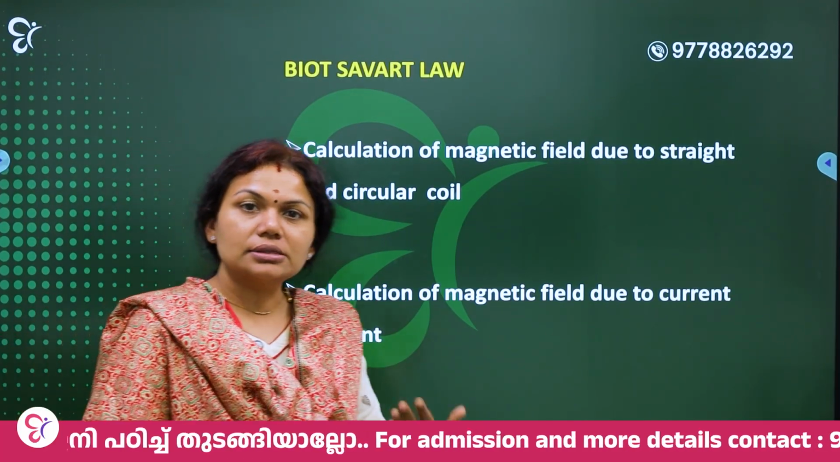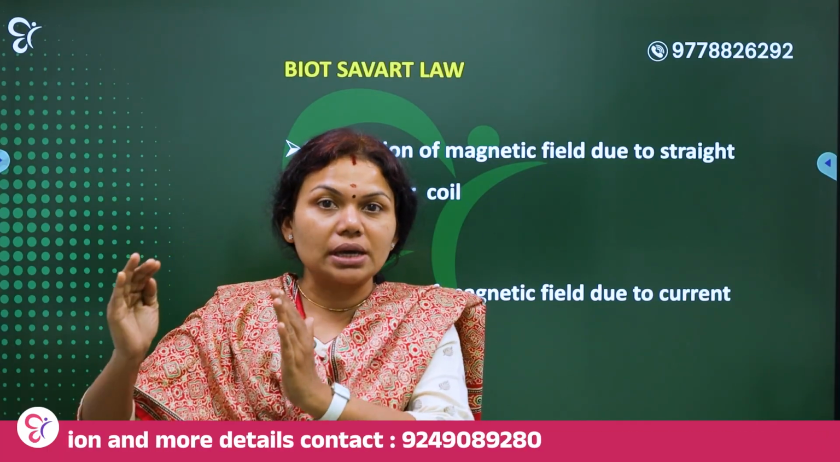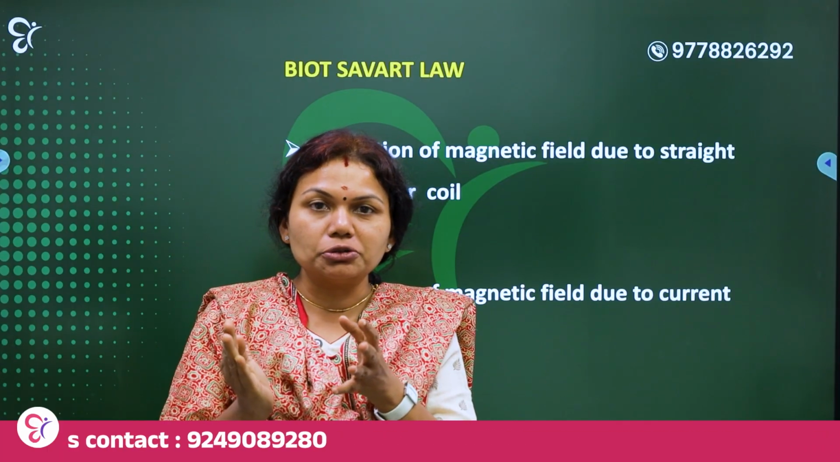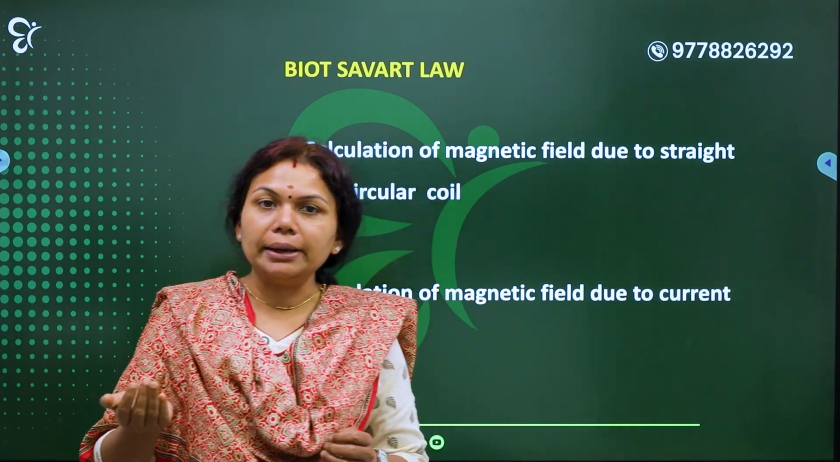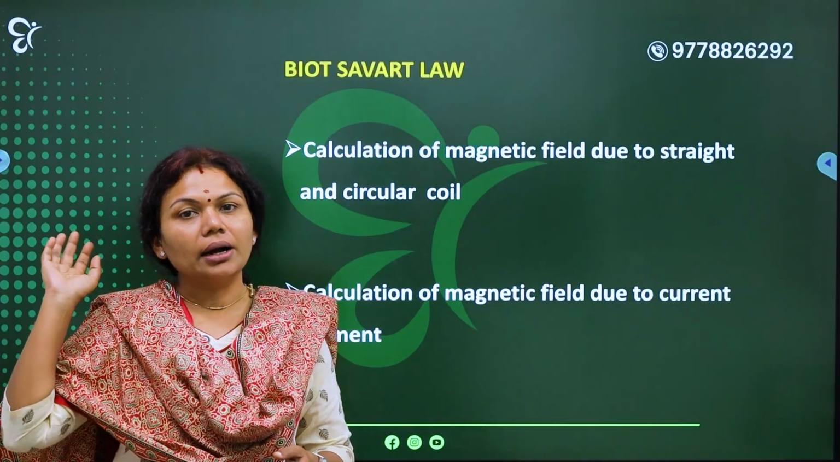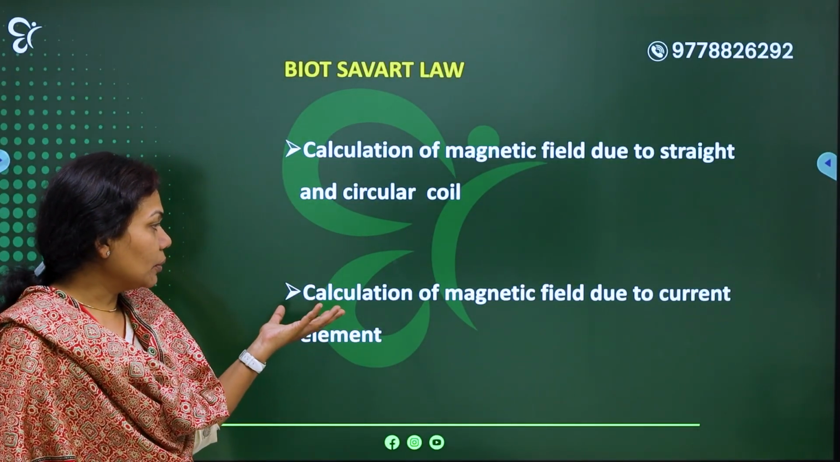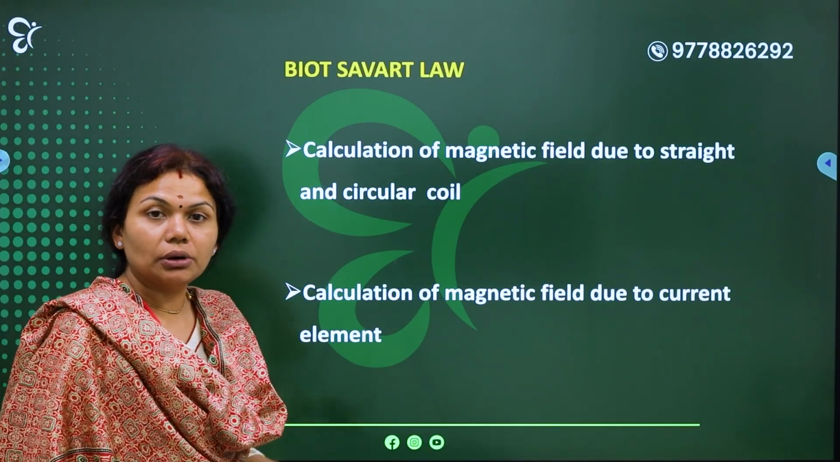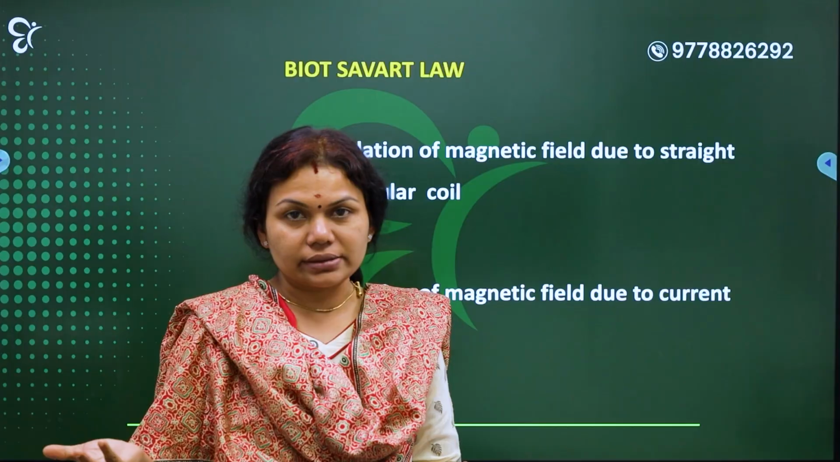And when we say straight conductor, magnetic field due to straight conductor outside and magnetic field due to the straight conductor inside. Outside it is mu 0 I by 2 pi r. Inside it is mu 0 I r by 2 pi r square. And next, calculation of magnetic field due to circular coil at the center, then at any point on the axis.